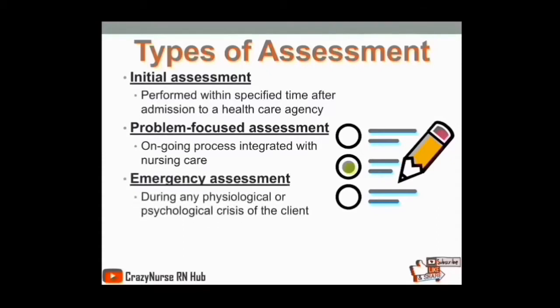Next is the emergency assessment. During any physiological or psychological crisis of the client. This is to identify life-threatening problems and also to identify new or overlooked problems. Examples are rapid assessment of an individual's airway, breathing status, and circulation during a cardiac arrest. Also, an assessment of suicidal tendencies or potential for violence.